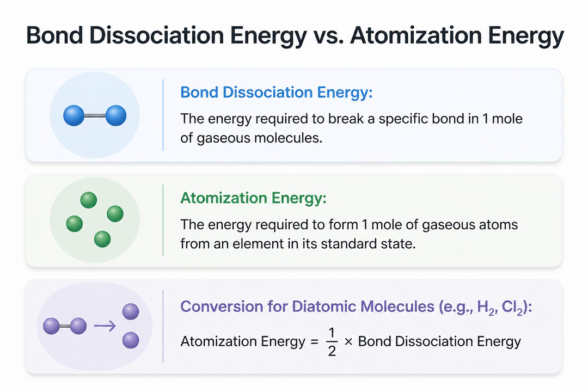Before we move to our next calculation, we need to clarify the difference between bond dissociation energy and atomization energy. Bond dissociation energy is the energy needed to break a specific bond in 1 mole of a gaseous molecule. Atomization energy, however, is the energy required to form exactly 1 mole of gaseous atoms from an element in its standard state. If you are given the bond dissociation energy for a diatomic molecule, like hydrogen or chlorine, you must divide it by 2 to get the atomization energy, because breaking 1 mole uses 2 moles of atoms.